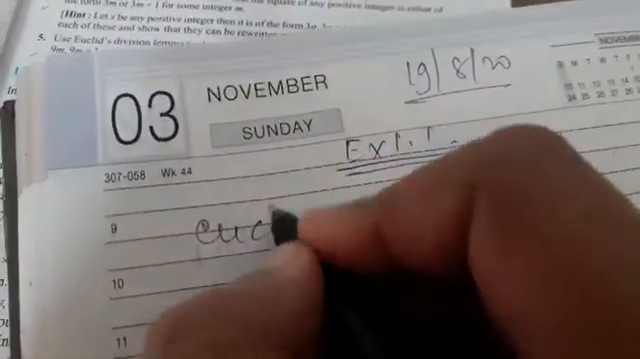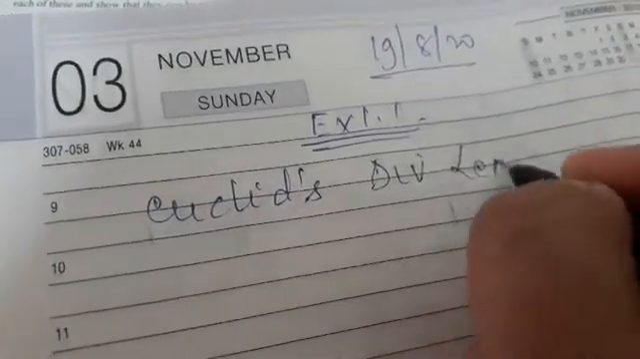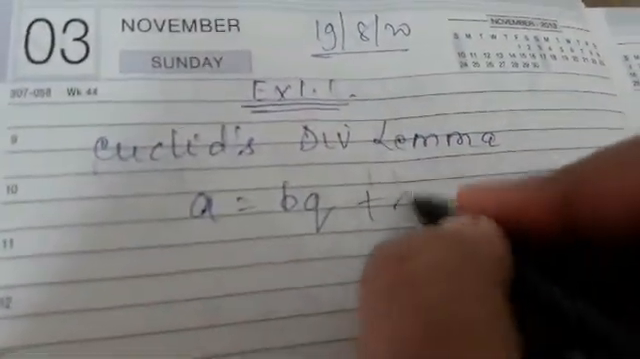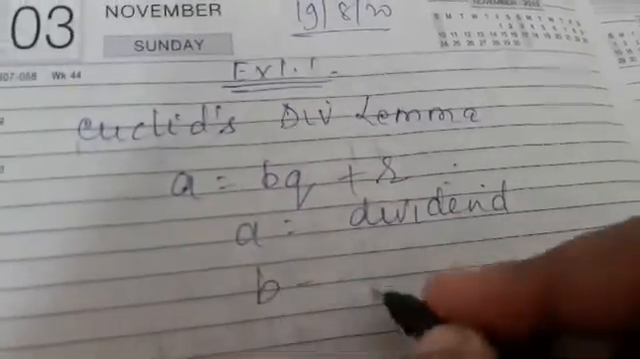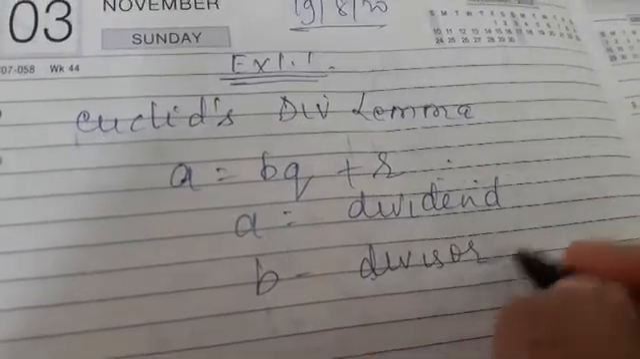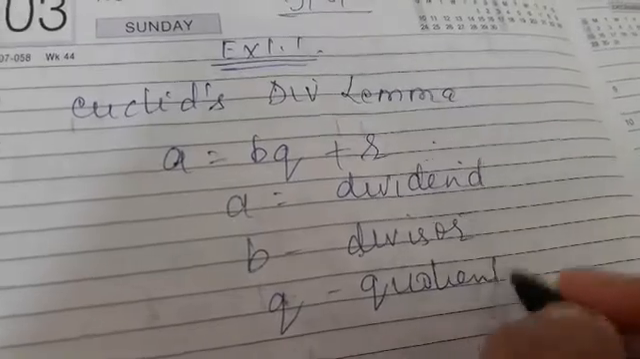Now quickly we'll revise. See, Euclid's division lemma can be written as A is equal to BQ plus R. You know what A is? A is the dividend, B is the divisor, Q is the quotient, and R is the remainder.